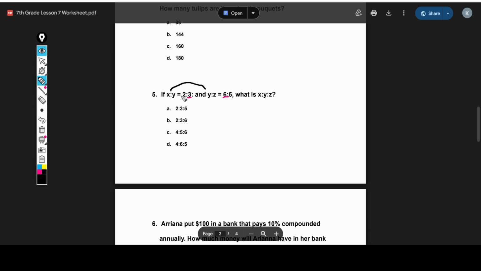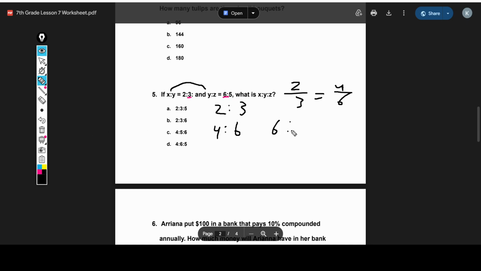So what we can do is multiply both sides of this relationship by 2. So 2 to 3 becomes 4 to 6. They're the same thing. Just the same way that 2 over 3 equals 4 over 6 in fractions, the ratios 2 to 3 and 4 to 6 are the same.